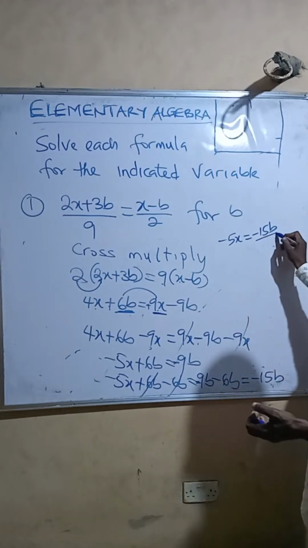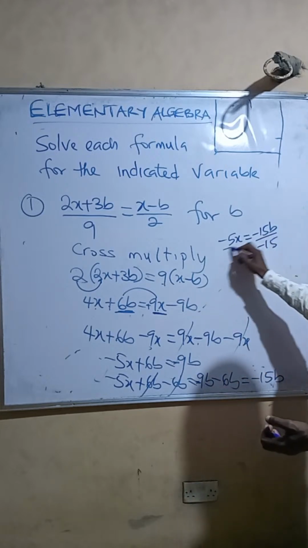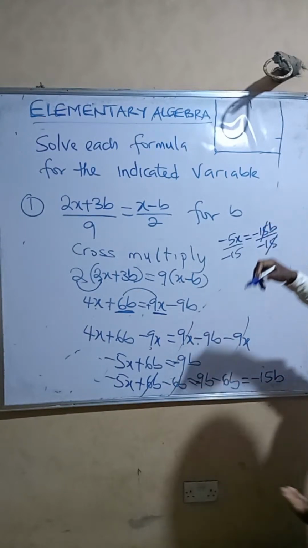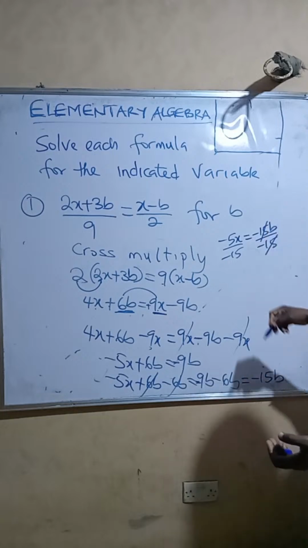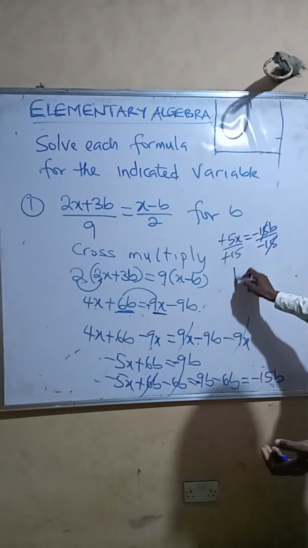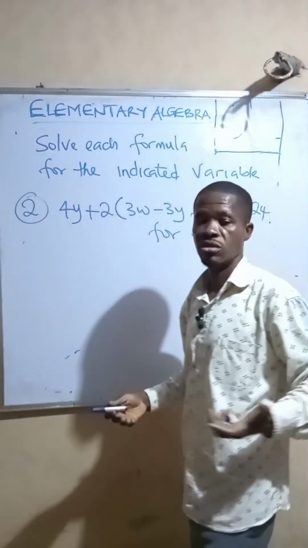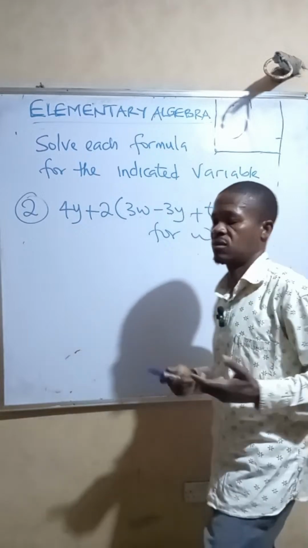I want to make b the subject. So divide both sides by minus 15. Minus 15, minus 15. So it cancels here. I'm dividing both sides by the coefficient of my b. So this one also cancels. So b is equal to what? 1 over 3 x.